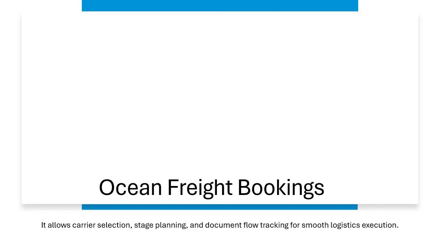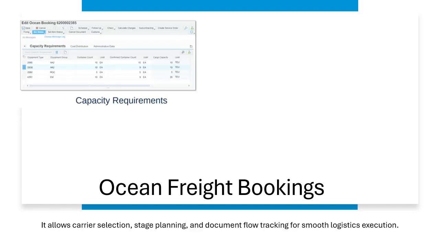And next is capacity requirement. So this shows the required and confirmed capacities for freight booking. This also has detailed information on how much cargo is needed and what has been confirmed by the carrier. So this information is critical to ensure all the shipping needs are met and resources are allocated effectively. By maintaining oversight of the capacity requirement, organizations can better manage the transportation logistics and minimize the risk of overbooking.